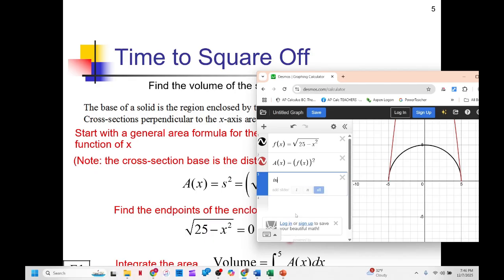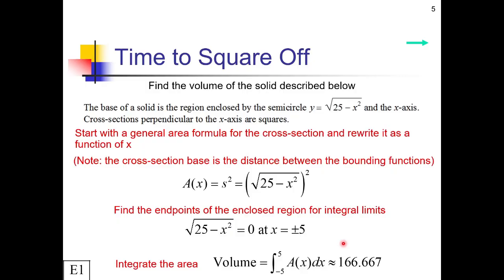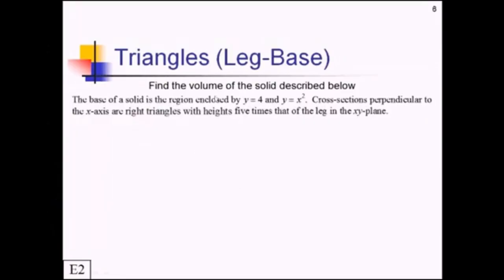So integral negative 5 to 5 of a of x dx, and we get about 166.667, or 2/3 if you like. There we are. For this next problem, the base of a solid is the region enclosed by y equals 4 and y equals x squared. Cross sections are right triangles with heights 5 times that of the leg in the xy plane.